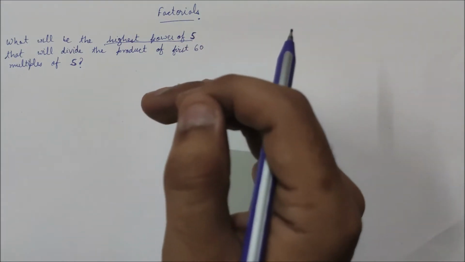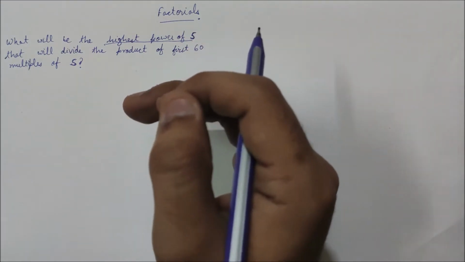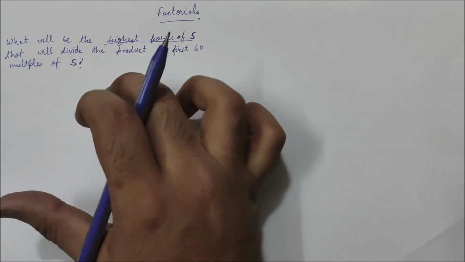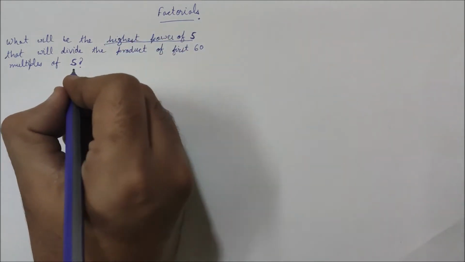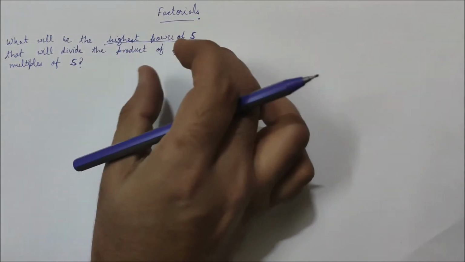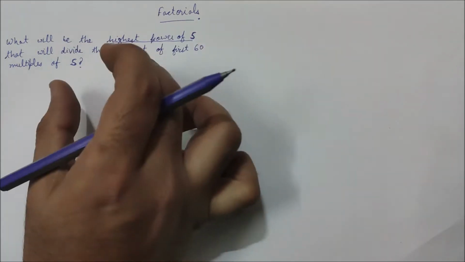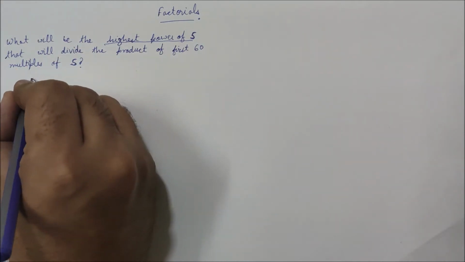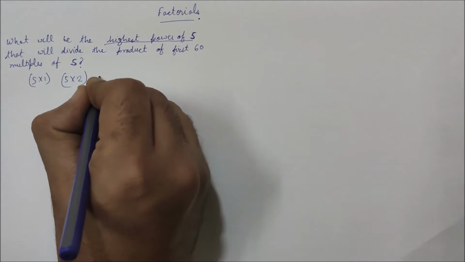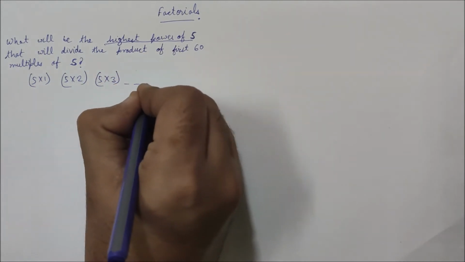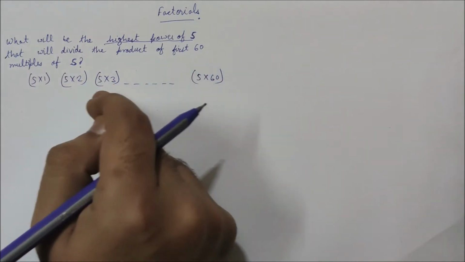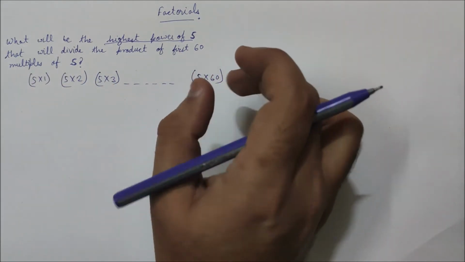So first we need to understand what the multiples of 5 are. We need to multiply the first 60 such multiples. So what are the multiples of 5? Multiples of 5 are nothing but of the form 5k, and we are talking about the first 60 multiples. So that means 5 into 1, 5 into 2, 5 into 3, and till 5 into 60. So these are the first 60 multiples of 5, right?